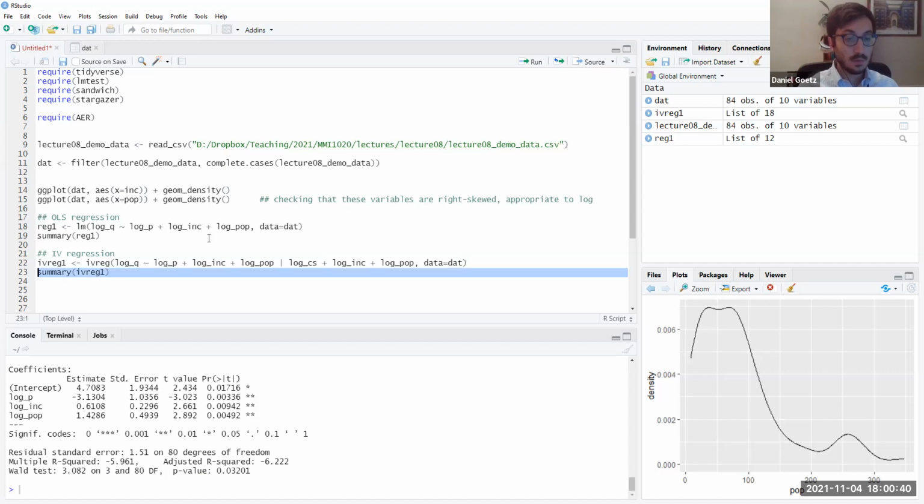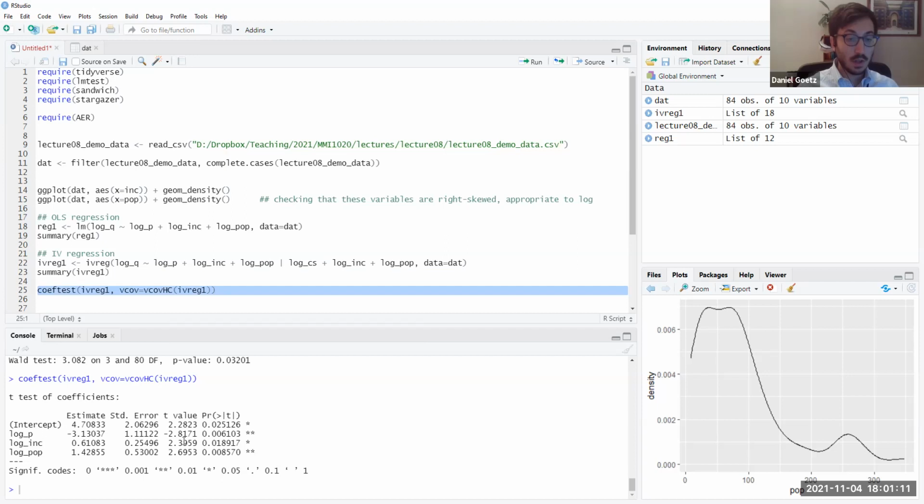Very good. Strongly negative coefficient on price. It's now negative 3.13. So our elasticity says a 1% increase in price leads to a 3.13% decrease in quantity. Okay. Now we need to do this with heteroscedastic errors. That's fine. We do it in exactly the same way as usual.